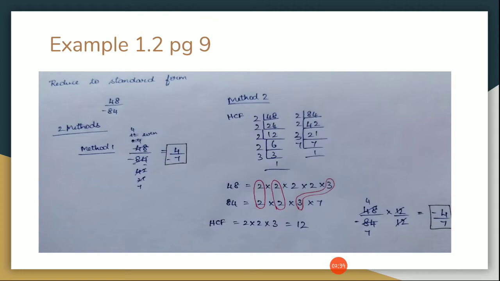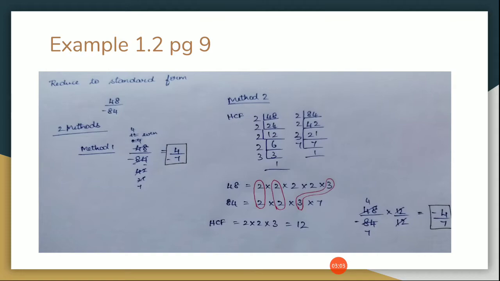Next, there is an example: reduce to standard form, 48 by minus 84. Reduce to standard form means what we should do? You should simplify it. That's all. That is the first method. You can simplify it, find the least simplified term, and that is the answer. In the second method, you can find the HCF, multiply and divide with that number, and then write the answer.